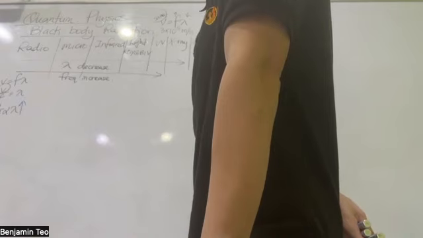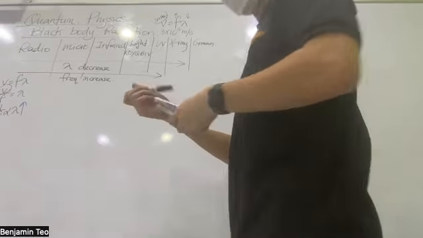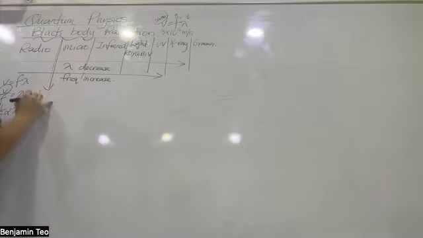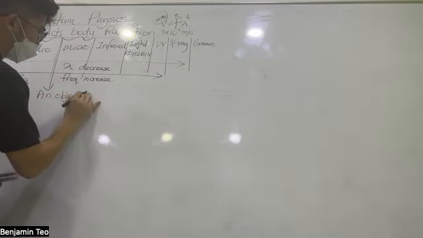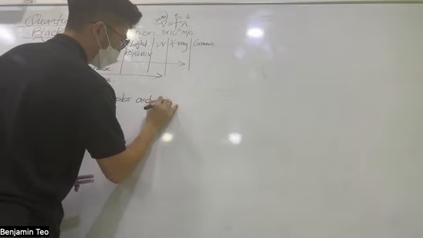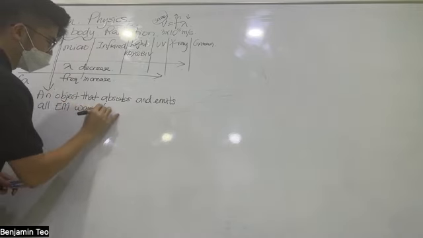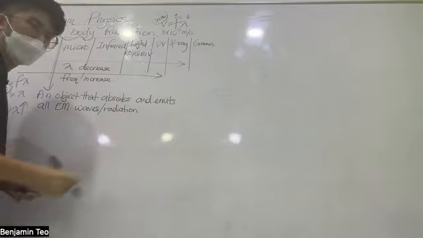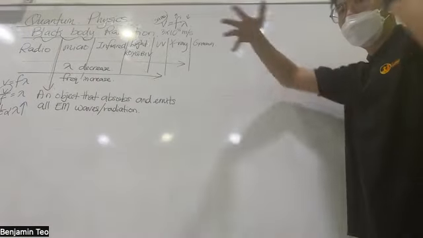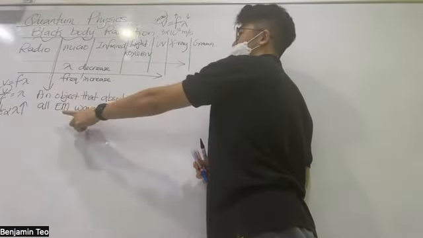Now we look at black body radiation. What is a black body? Black body is an object that absorbs and emits all electromagnetic waves or radiation. A black body can release or give out all of this. Not only can it release, it can also absorb all of this. So we say a black body is an object that absorbs and emits all electromagnetic waves.